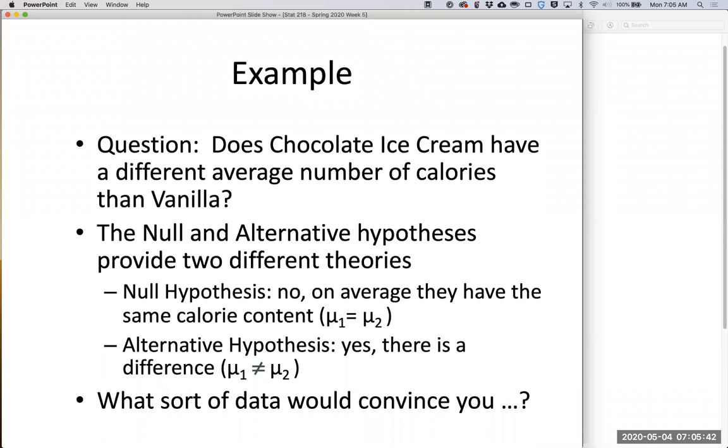I'm thinking that if we have the 2 separate sample means very far apart from each other, that would be convincing to me. If the 2 separate sample means were so far apart that you're saying that should not have happened just by dumb luck alone, it must be reflecting a real trend that the population means are different, I would be willing to believe the alternative hypothesis.